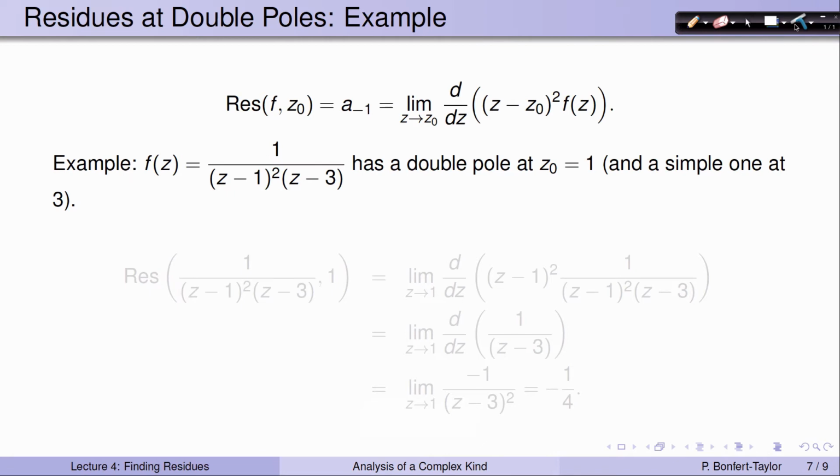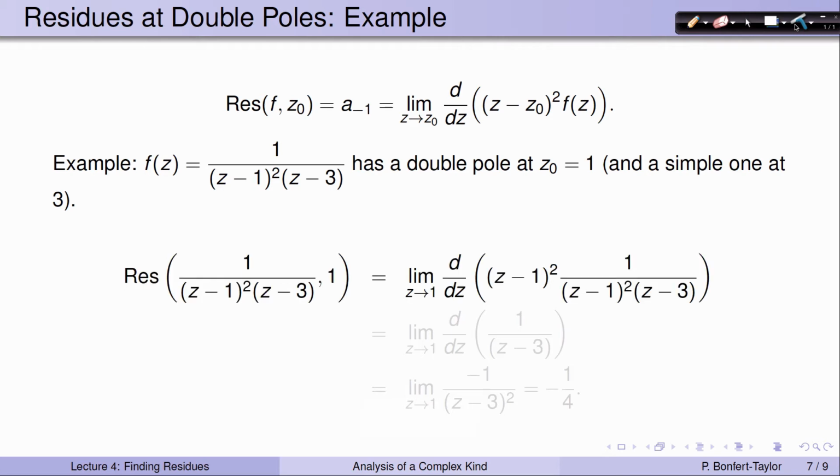Let's look at f of z equals 1 over (z minus 1) squared times (z minus 3). That function has a double pole at z0 equals 1. It also has a simple pole at 3, but we're not interested in that pole right now. We want to find the residue of f at 1. By our formula, we need to multiply this function by (z minus 1) squared. That's what's happening right here. Then we need to take a derivative, and finally the limit as z approaches 1.